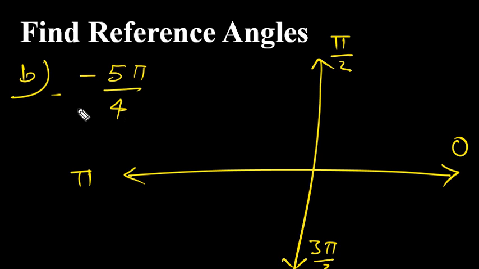Okay, now this is negative. So first of all, I will change this to a positive angle. How will I do that? To do that, let me see where is negative pi. Or else we can find the coterminal angle.